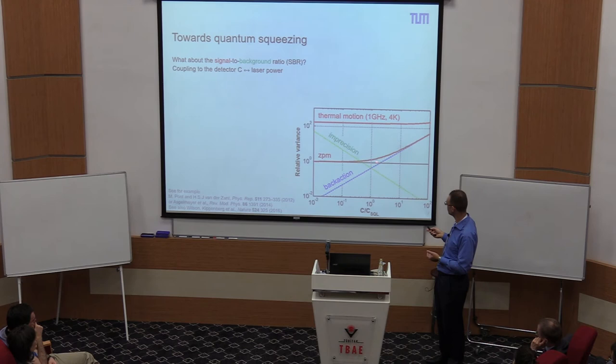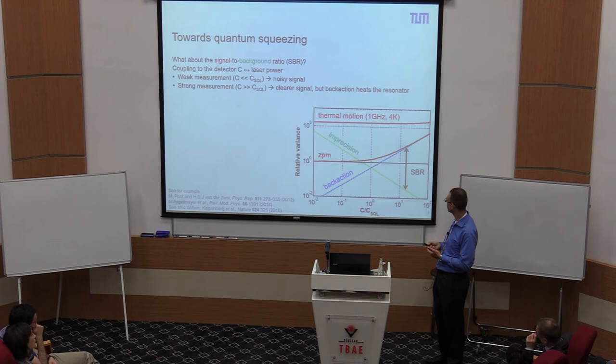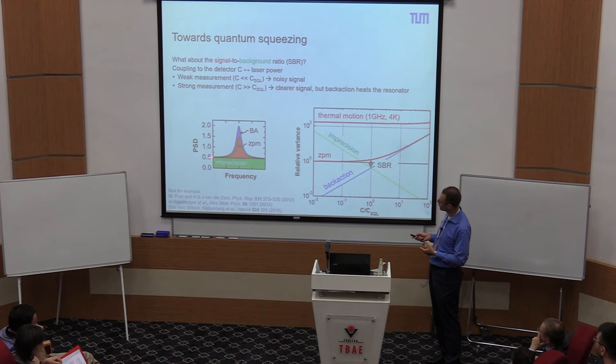And there is now this sweet point here where you can get a signal to background ratio at the standard quantum limit that is about a factor of 2, where you can see that in this case you would have a spectrum where you have imprecision noise shown here. It is about 1/2 of the zero-point motion, but also you would already be heating your resonator with this back action here. So this is what we call the standard quantum limit. That's the optimal point to operate this device if you don't do any feedback or squeezing.